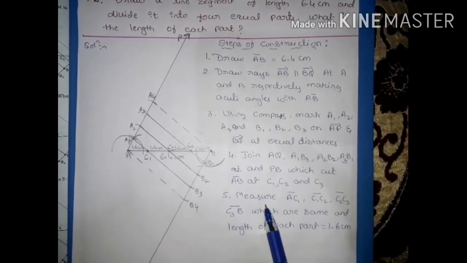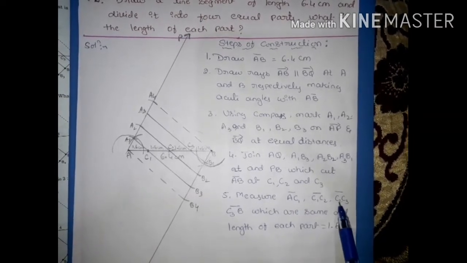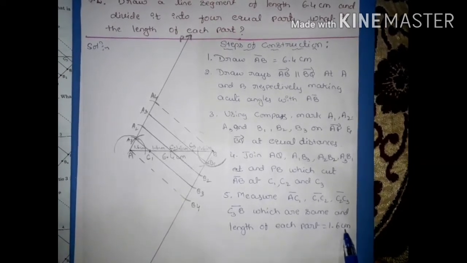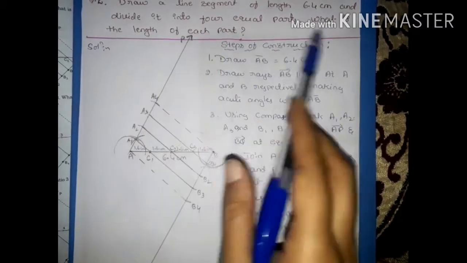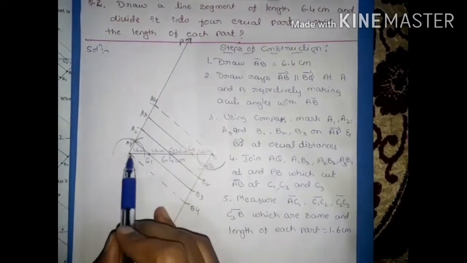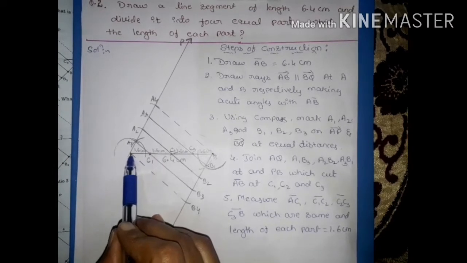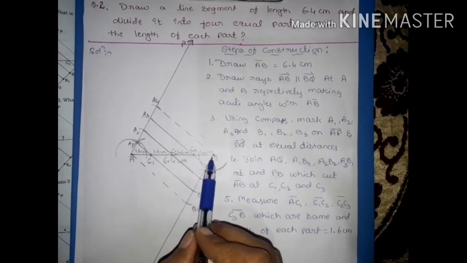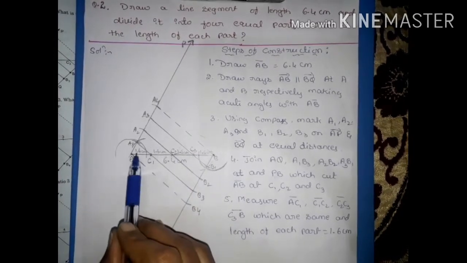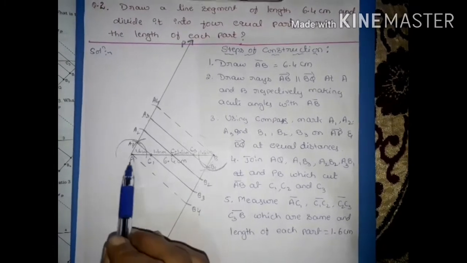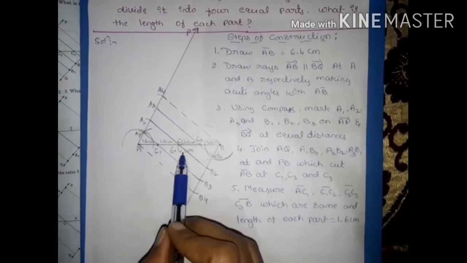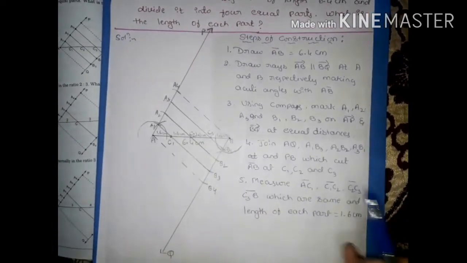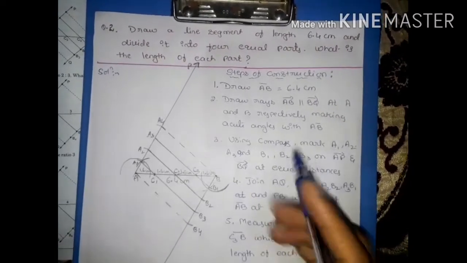Last, fifth step, measure AC1, C1C2, C2C3, C3B, which are the same, and the length of each part is 1.6 centimeter. In the question they asked what is the length of each part, so you have to measure each part: A to C1, C1 to C2, C2 to C3 and C3 to B. They are all equal, having a measurement of 1.6 centimeter. So now you have divided the given line segment AB of 6.4 centimeter into 4 equal parts. This completes question number 2 from worksheet 3.